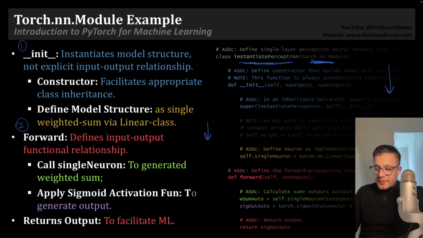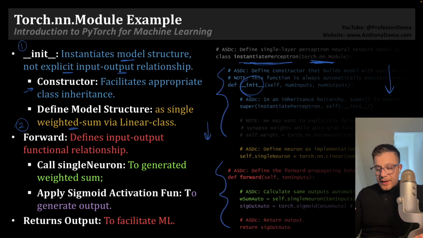The first is init, or instantiate. This instantiates the model structure, but it does not explicitly define the input-output relationship, and so you can see that code in blue. It contains a constructor, which facilitates the appropriate class inheritance, and then, probably more importantly, it defines the model structure as a single weighted sum using the torch.nn.linear class object.